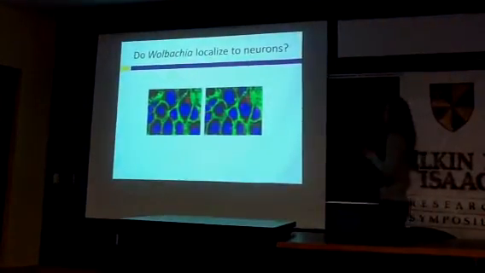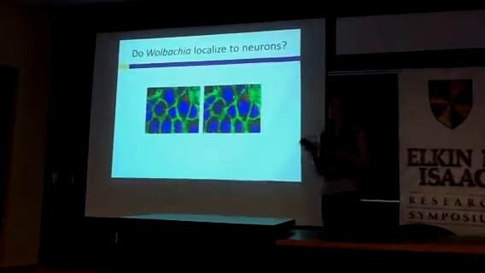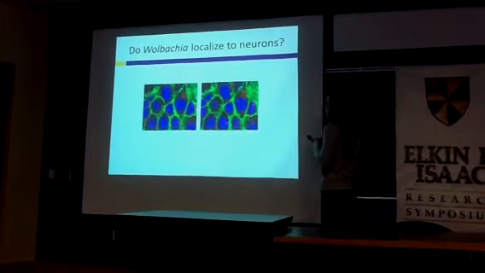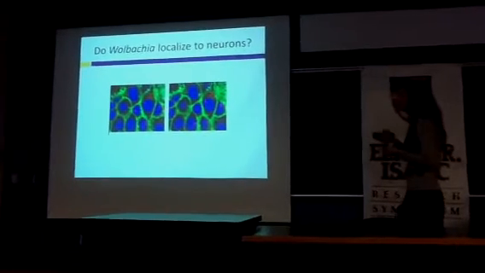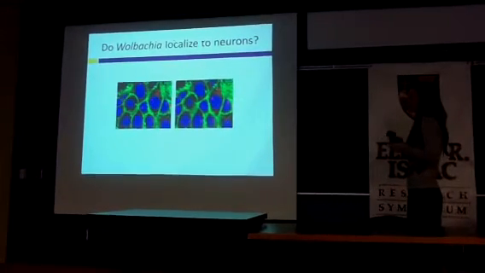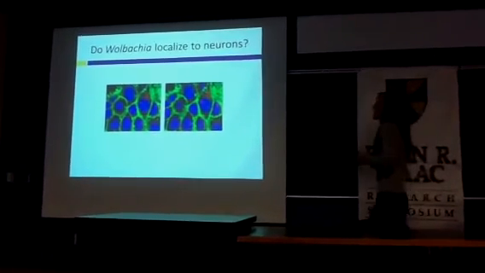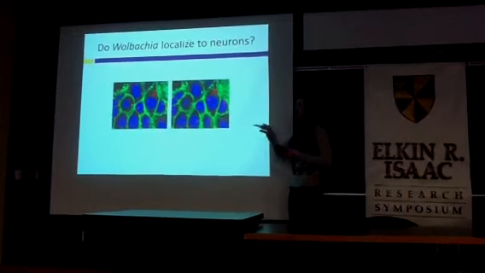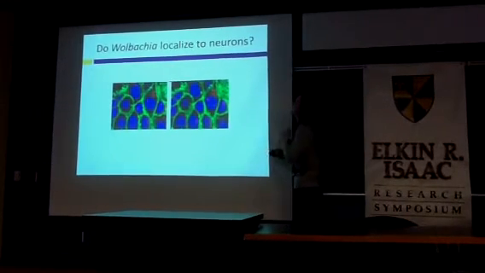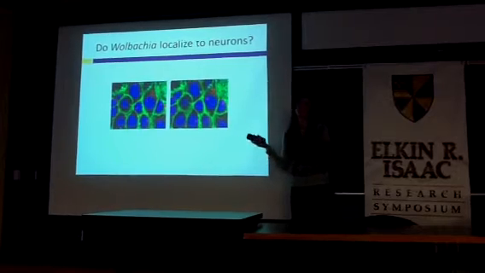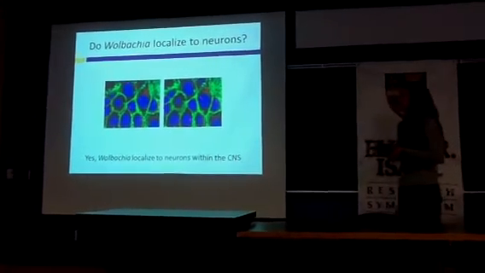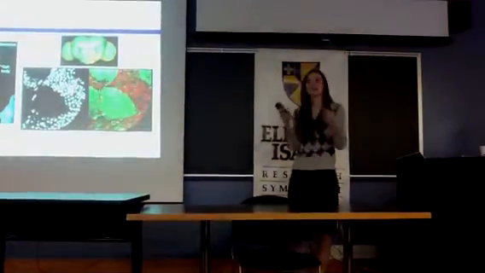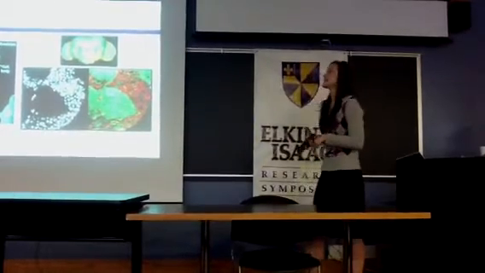Okay, so first we wanted to find out if Wolbachia are localizing to neurons. So here's a picture of adult Drosophila neurons, and labeled in green is the cell cortex. So this is the outside of the host cell. Labeled in blue is host DNA, and labeled in red is Wolbachia DNA. And it's really easy to see that the Wolbachia are localizing to these neurons. So the Wolbachia are contained within the cell cortex. So with this data, we were able to determine that yes, Wolbachia do localize to neurons within the central nervous system.